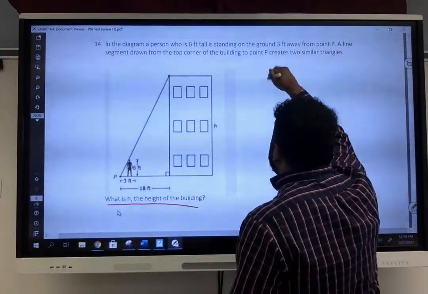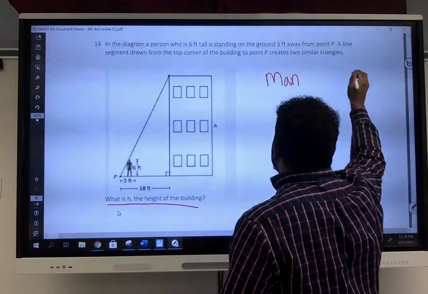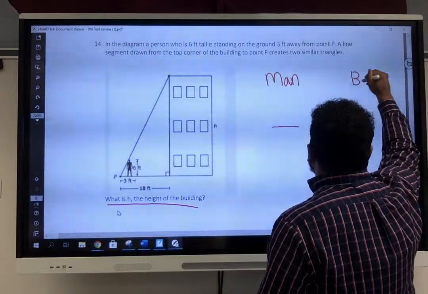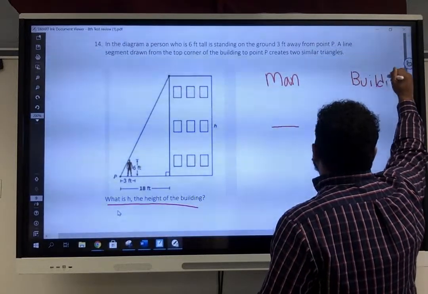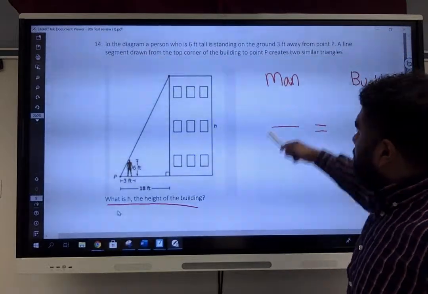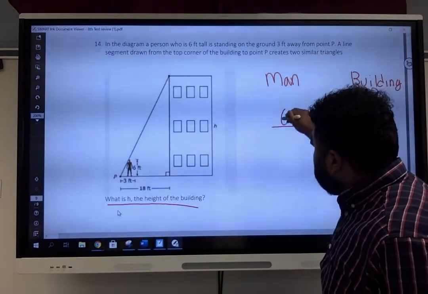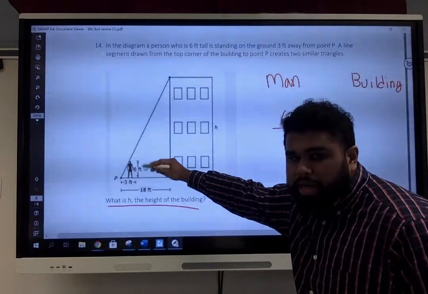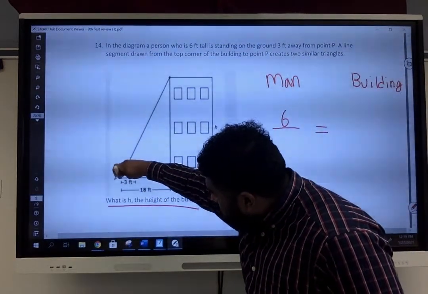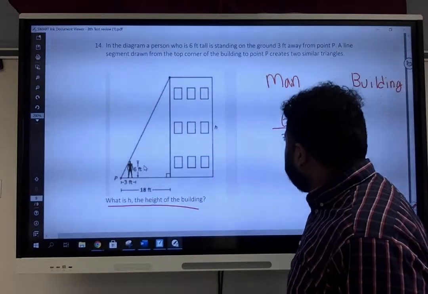So let's write man right here and set up our proportion and set it equal to the building, okay? Because the triangles that they would create are similar. So up top, let's put the height of the man, okay? Because the man is 6 feet tall right here. And how far away is he from point P? He is 3 feet. So we're going to put 3 under that.